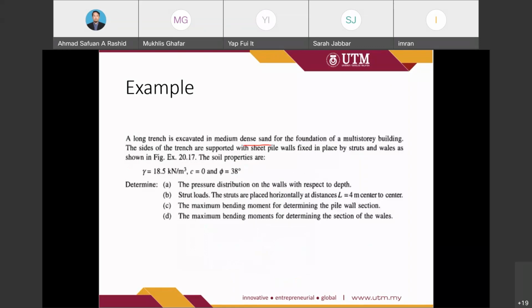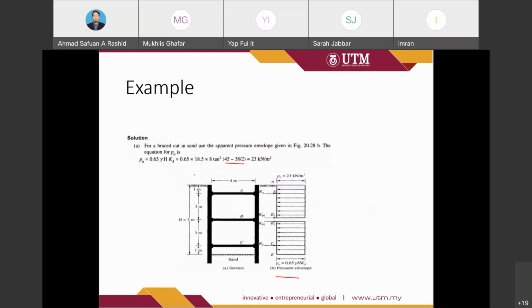Then we need to account for the strut load. The struts are placed horizontally at a distance of 4 meters center to center. So it means that for every 4 meters, there will be another strut system.